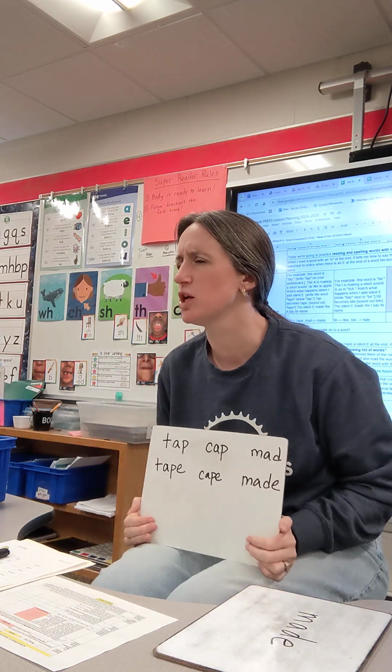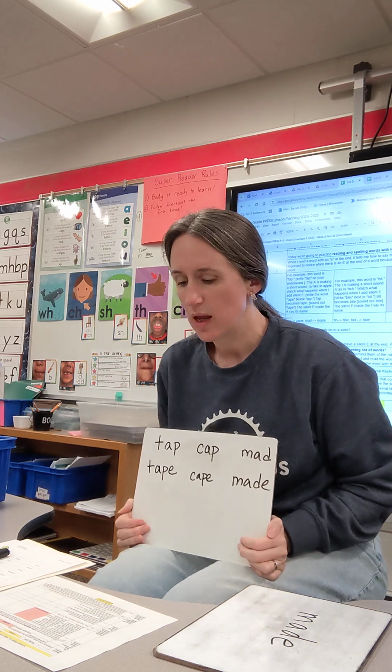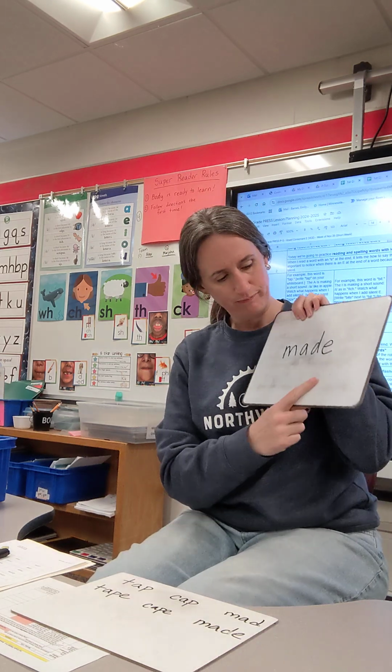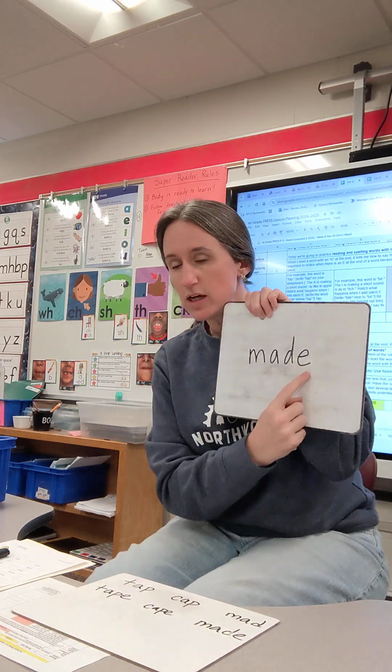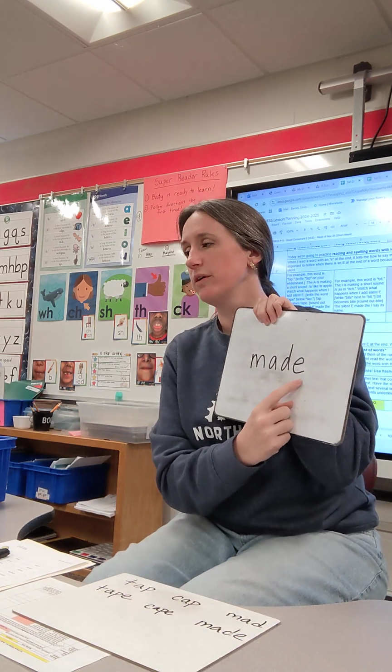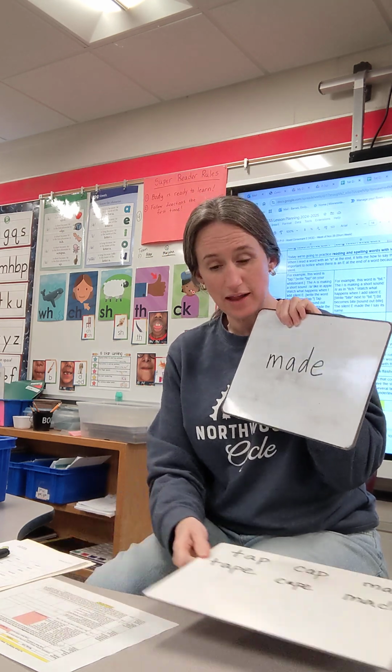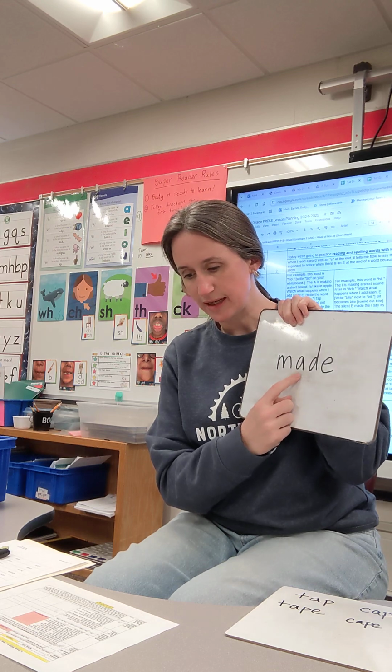Okay, I've given you 3 examples. Now I want to make sure that you understand. What does this silent E usually do to a word? That's right, it makes the other vowel right here say its name.